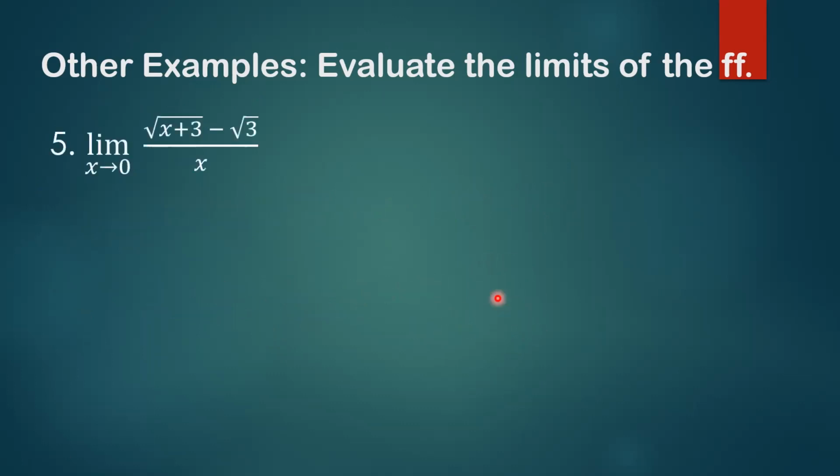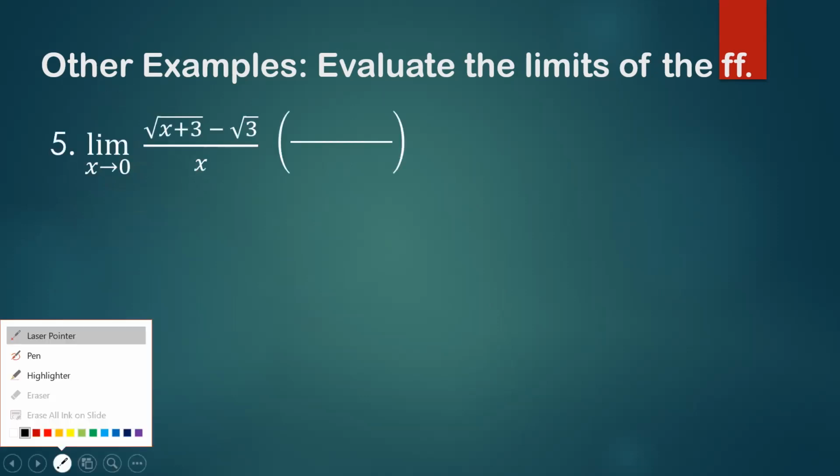Now what about for number 5? We have limit as x approaches 0. Ayan. So again, we expect x minus 0 or simply x to cancel out. So magka-cancel dapat to. Ang rationalizing factor natin will be, sorry. This time I have to do my writing.